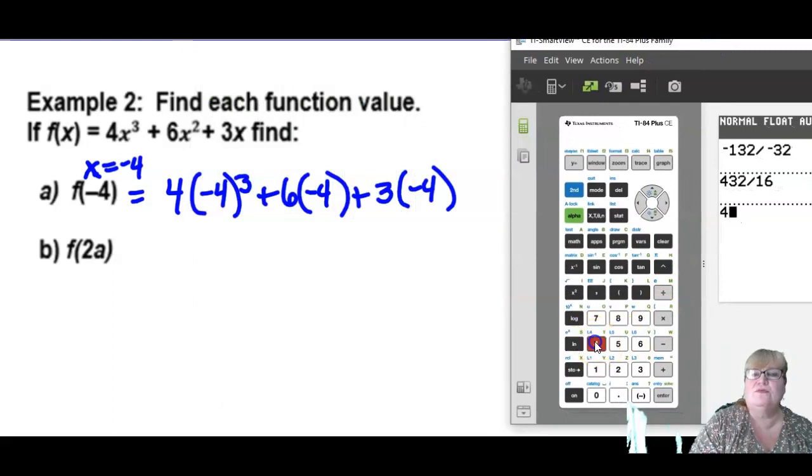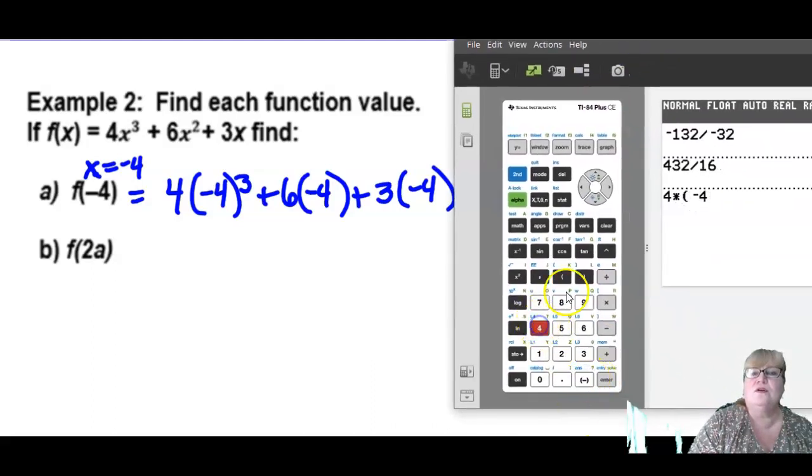We have 4 times (-4) to the third, plus 6 times (-4), and I'll go ahead and put parentheses, plus, oh, that was supposed to be squared. Ooh, and I have not a parenthesis, okay. Squared, I'm looking up here, it was supposed to be squared, I forgot to write it here, I'll fix that in a second. And then plus 3 times -4.